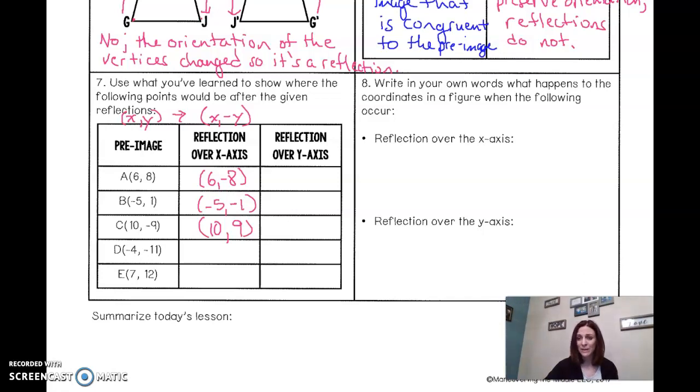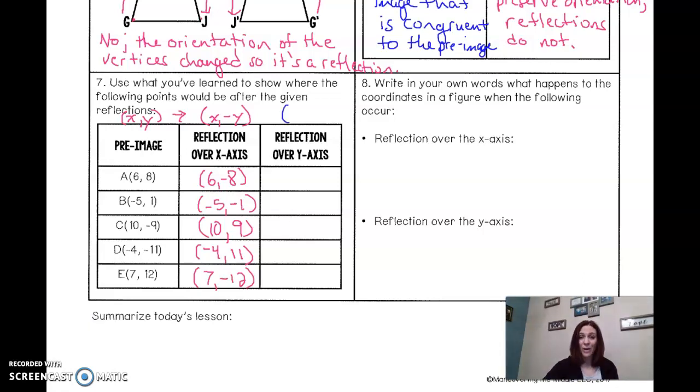That's why you don't just always make things negative. You might be like, oh, that's a negative y. Well, negative 9, no, this means opposite. Negative 4, negative 11 becomes positive 11. Again, becomes positive. And 7, 12 becomes 7, negative 12.